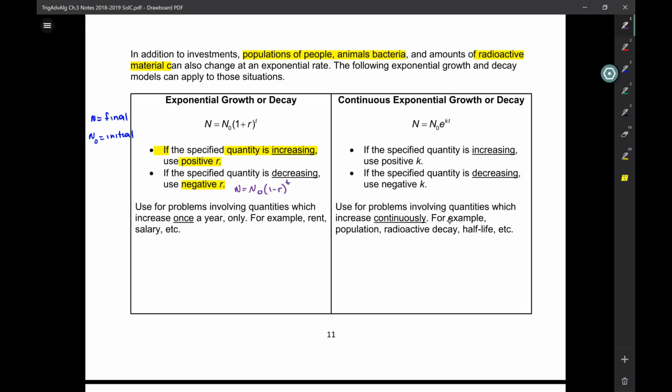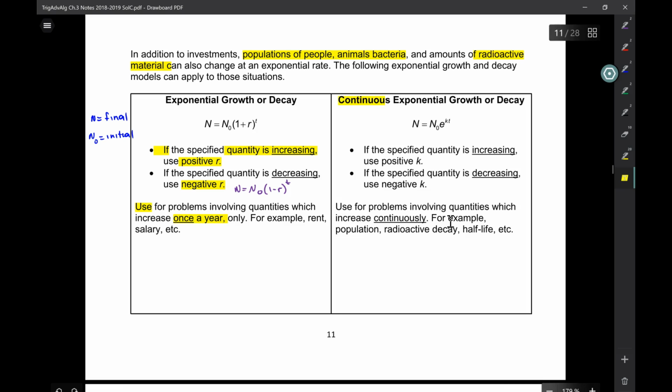Of course. Okay, when do we use this formula? We use this formula for problems involving quantities which increase once a year only. For example, rent, salary, right? And so on. Okay?